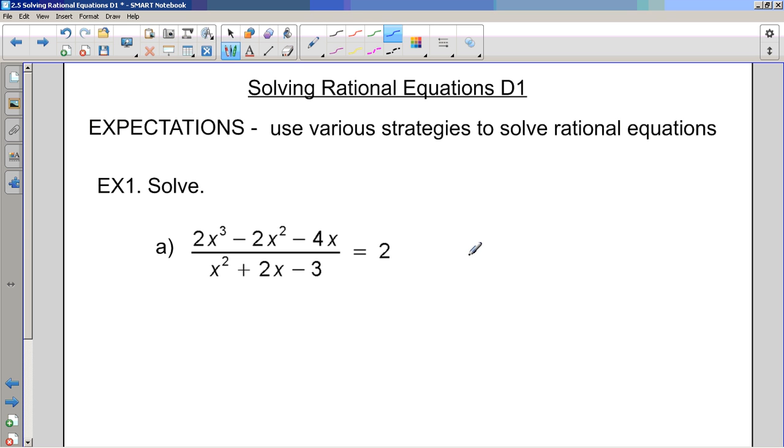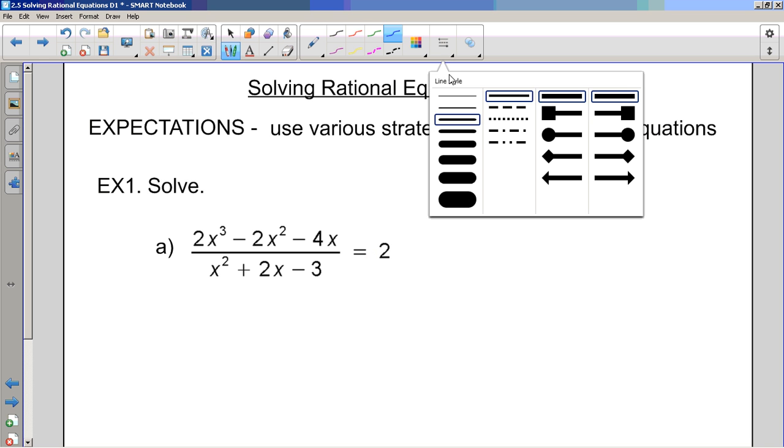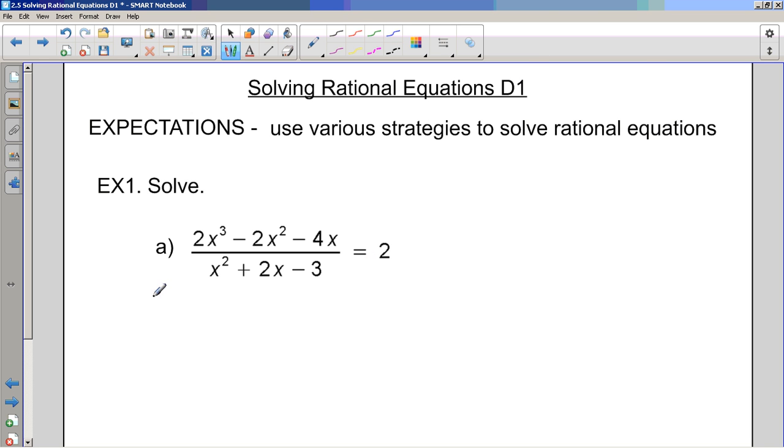And so what's the algebraic technique? Well, I want to solve this algebraically. How do I do that? Well, as long as the bottom's not equal to 0, as long as this is true, I can cross multiply. And that's what I'm going to do.